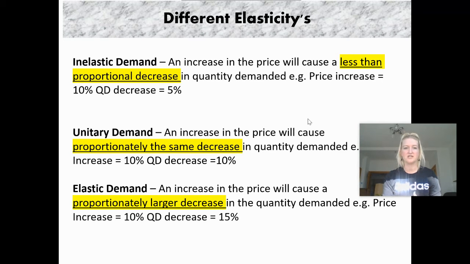So for example, if the price increased by 10%, the quantity demand would fall by anything less than 10%, so 5%. Okay, unitary demand is essentially when the increase in the price will cause the same proportional decrease in the quantity demanded. So if price went up by 10%, the quantity demanded decreases by 10%. And the elastic demand is where we will have a proportionately larger decrease in the quantity demanded. So if there's an increase in 10%, the quantity demand would decrease by more than the 10%, so for example, 15%.